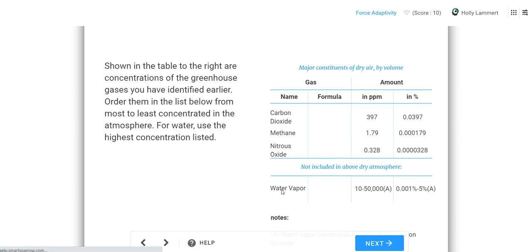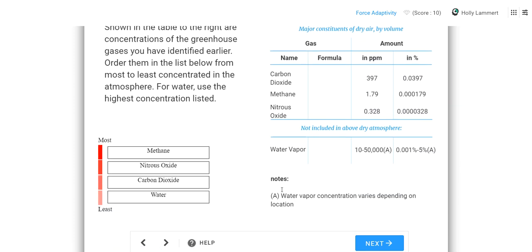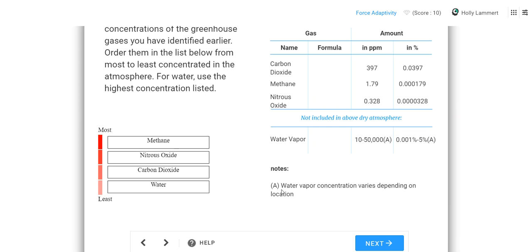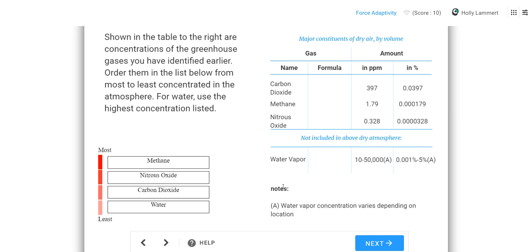Shown in the table to the right are concentrations of greenhouse gases you have identified earlier. Order them in the list below from the most concentrated to the least concentrated. Okay, so here we go. They're all in parts per million, and we are ordering these. So which one is the most concentrated? That looks like carbon dioxide at 397. And then we have methane at 1.79, and then nitrous oxide. And then water vapor is not included in the dry atmosphere.